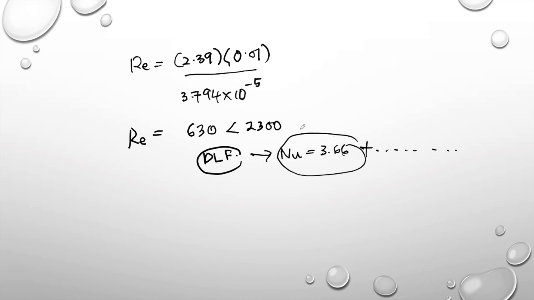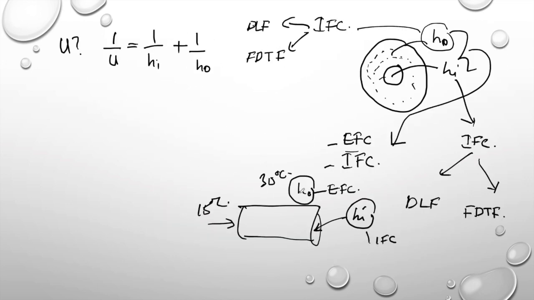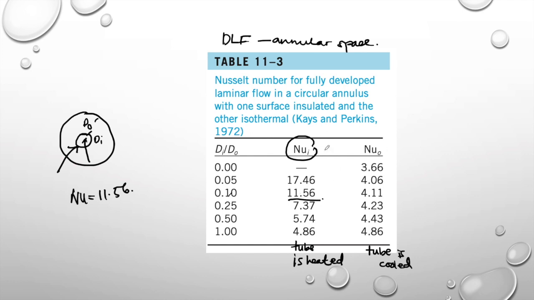But now, this is the condition where we have annular space. It is totally different when you have these kinds of problems where you want to find what is the H out inside the tank, right? So now it is a double pipe, and for the annular space, we have to refer to this value, Nusselt number.